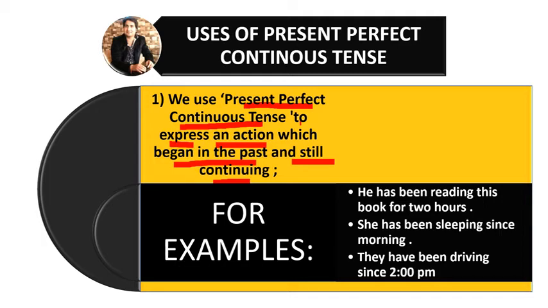For example, he has been reading this book for 2 hours. She has been sleeping since morning. They have been driving since 2 p.m. Like this, you can make thousands of sentences by considering the first rule, that is, to express an action which began in the past but still is continuing, still is going on.